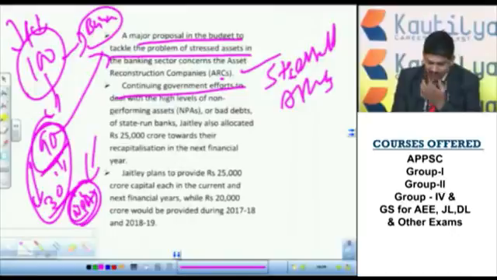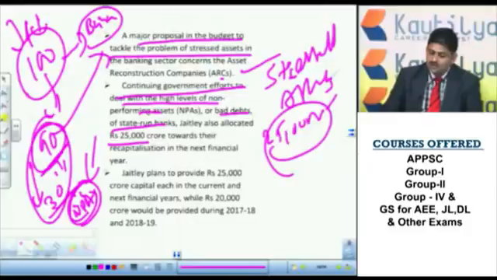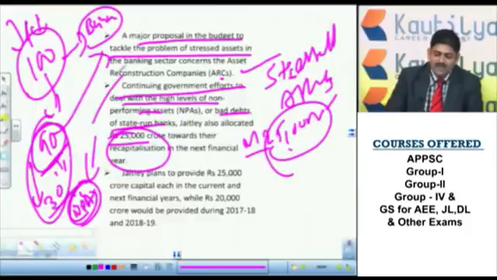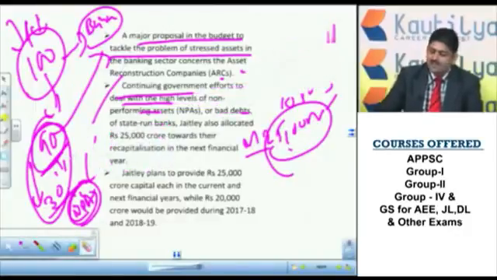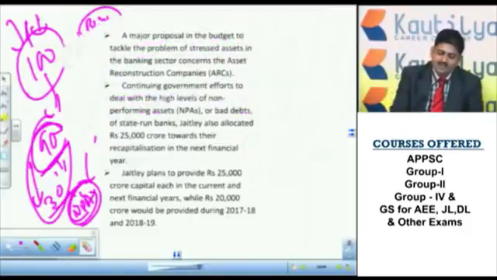Continuing government efforts to deal with high levels of non-performing assets or bad debts of state banks, the government allocated 25,000 crore towards their recapitalization in the next financial year. So with this rupees 25,000 crore, they will recapitalize those banks. This is a very, very important proposal. Particularly those who are writing the banking examination, they have to focus on this one. They have to focus on asset reconstruction companies also.